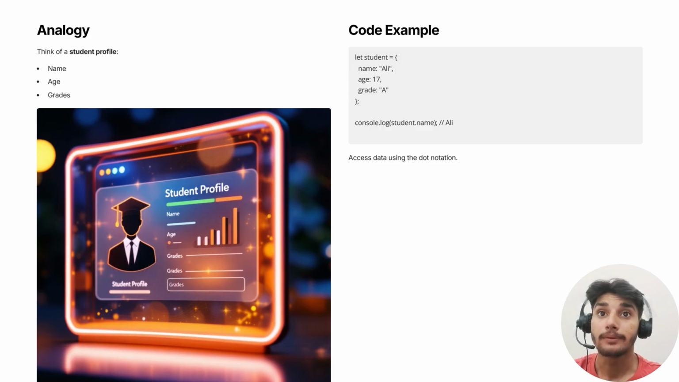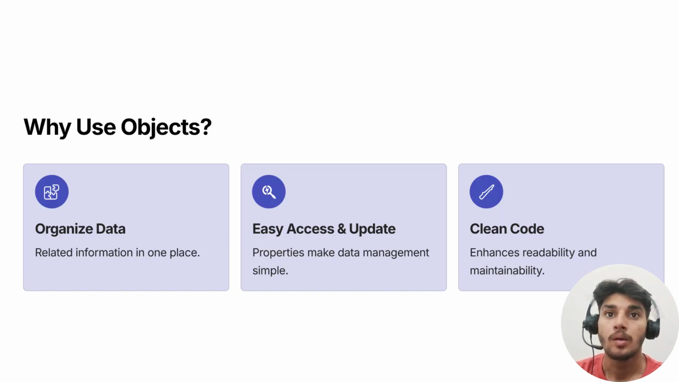Imagine a student profile. It includes a name, age, and grade. In JavaScript, we can represent that like this. To access the name, just use student.name and it returns Ali.